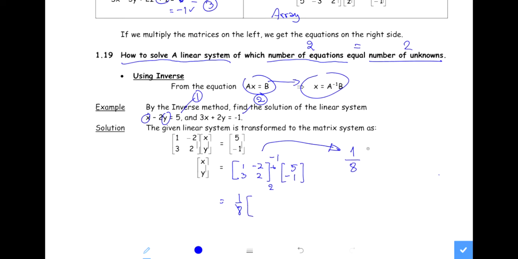And then for the adjoint, you have to swap 1 and 2, so it goes like 2 1 like this. And then for the numbers not along the diagonal, you have to swap the signs again. So it's going to be 2, and that is minus 3. Okay, so you just copy this one and paste it there. This is the inverse, 2 minus 3 and 1, and then you multiply it with 5 minus 1 like this.